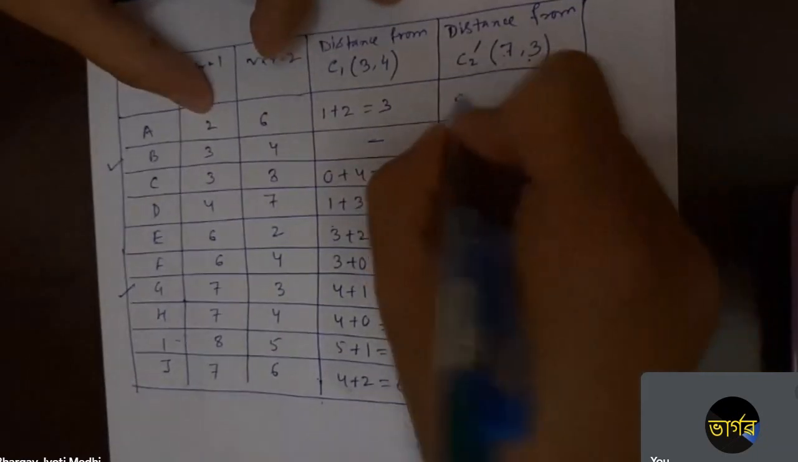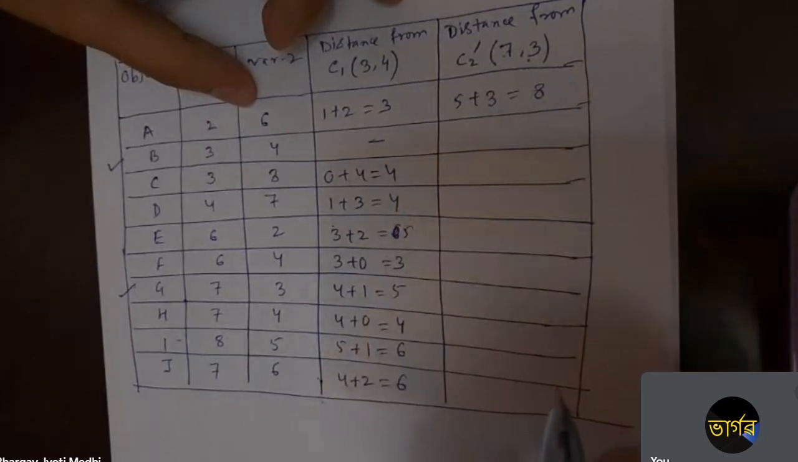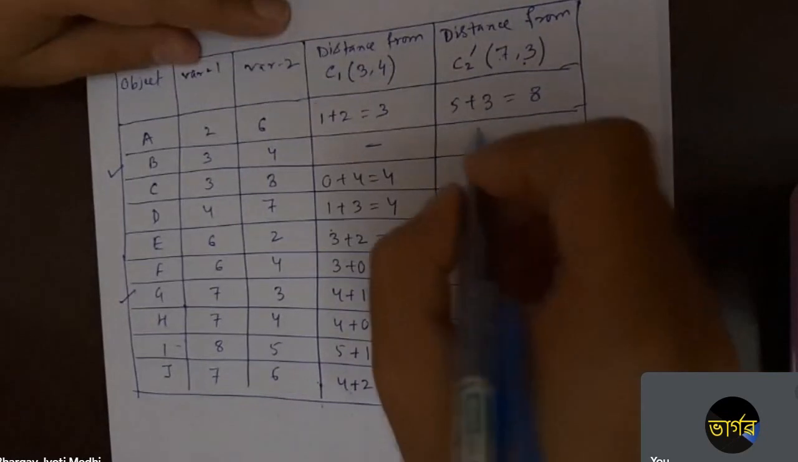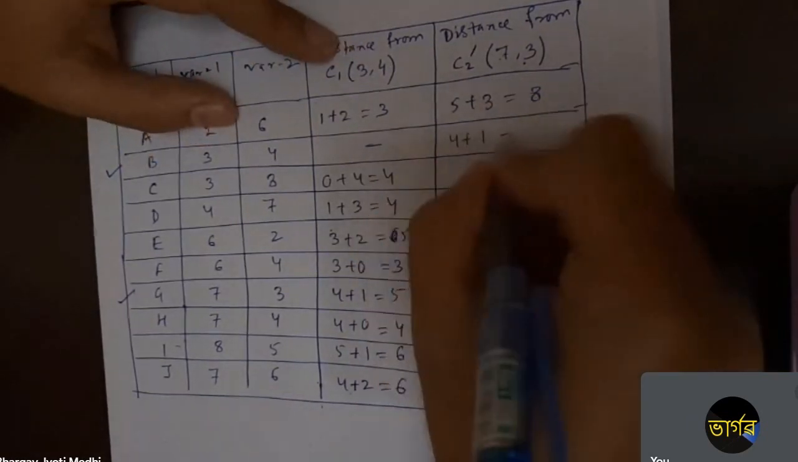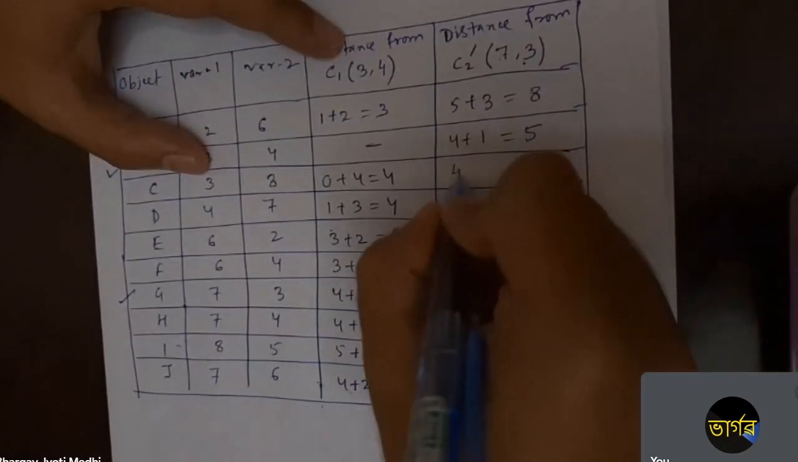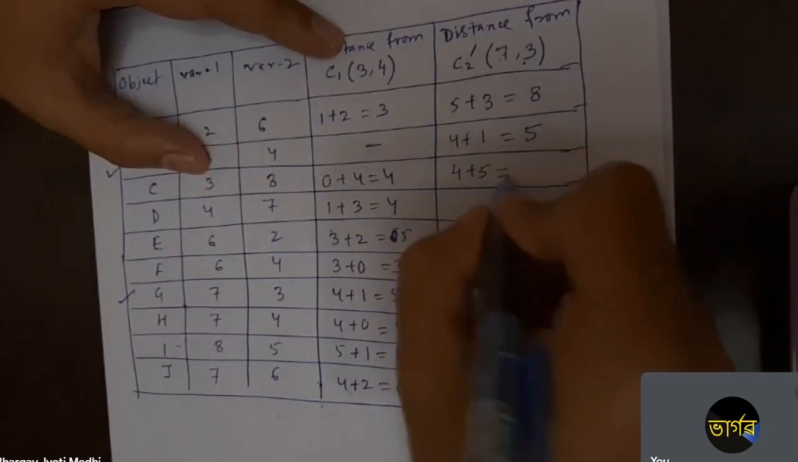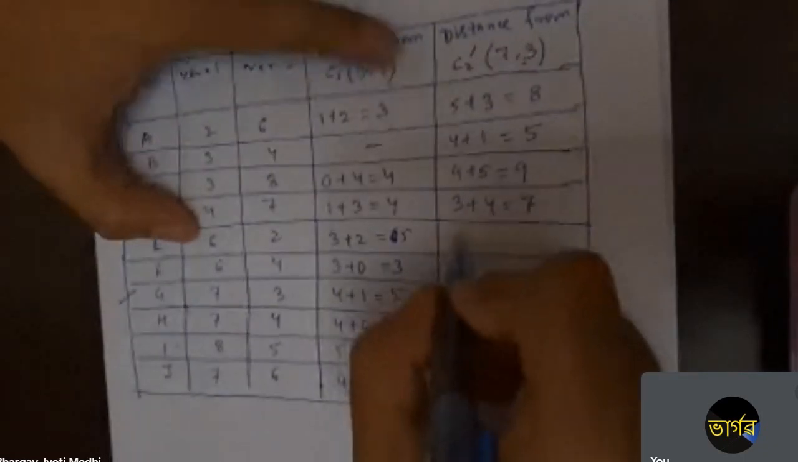Okay. Then 3 minus 7, 4 plus 1, 5. 4 plus 5, 9. 3 plus 4, 7. How much will this be? 1 plus 1, 2. Then 1 plus 1, 2.